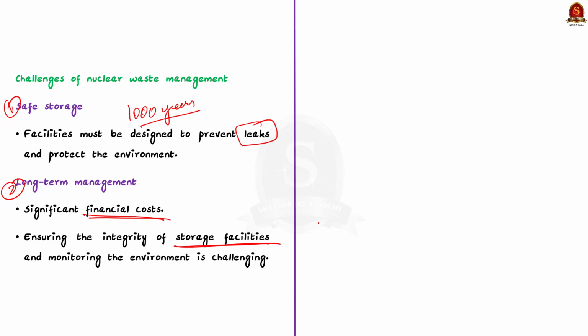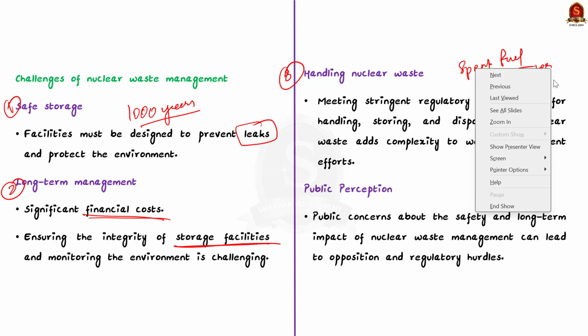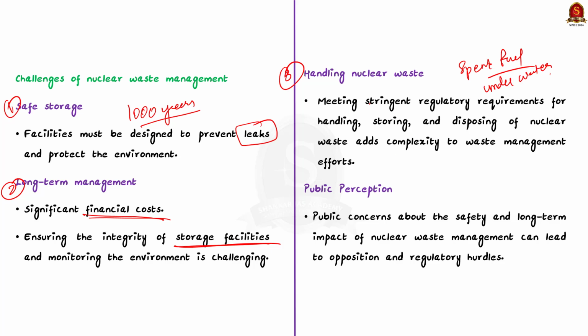years is challenging. Third is handling nuclear waste. Spent fuel from reactors is hot and radioactive, so it's stored underwater for several decades until it cools down. Once cooled, it is transferred to dry casks for long-term storage. Meeting stringent regulatory requirements for handling, storing, and disposing of nuclear waste adds complexity to waste management efforts.